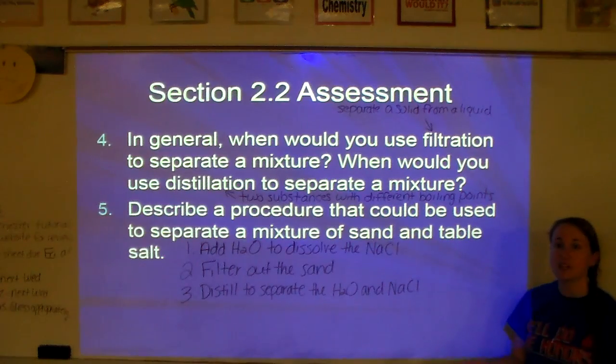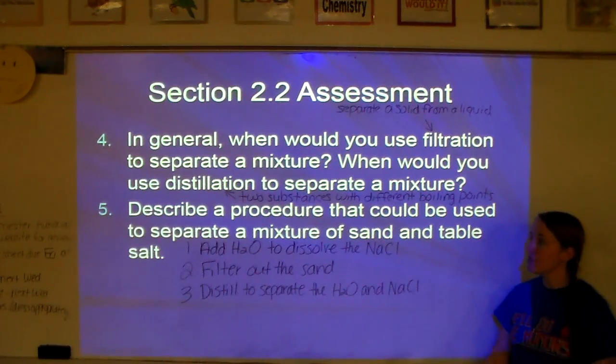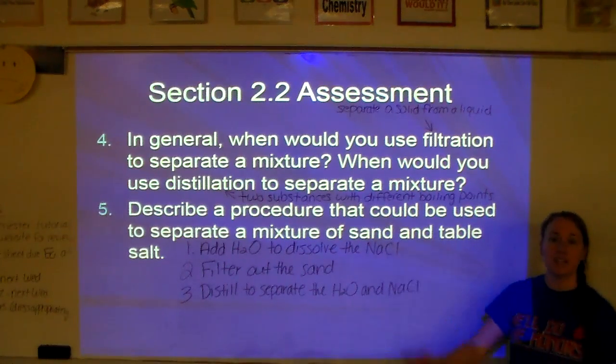And a dissolved solid is actually a distillation that I'll have set up for y'all in class that I'll show you. All right, so that is section 2. Remember, mixtures, variable throughout, homogeneous, heterogeneous, and the way we separate them is filtration and distillation.